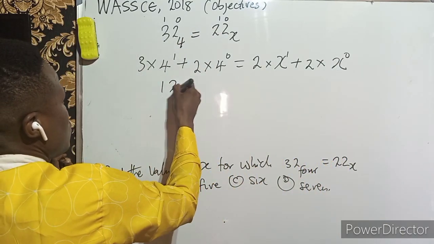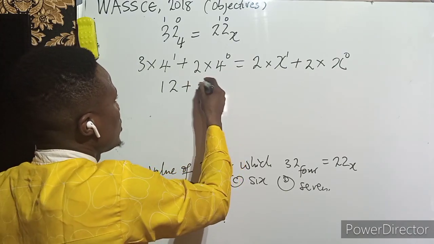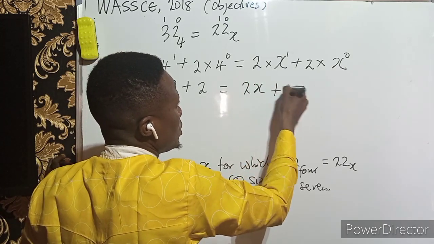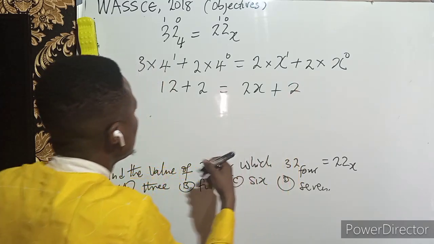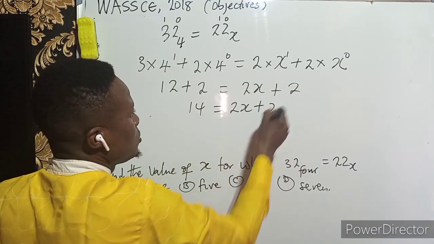3 times 4 is 12, plus anything to the power of 0 is 1. So 2 times 1 is 2, equals 2 times x is 2x, plus anything to the power of 0 is 1. 2 times 1 is 2. So we have that 14 equals 2x plus 2.